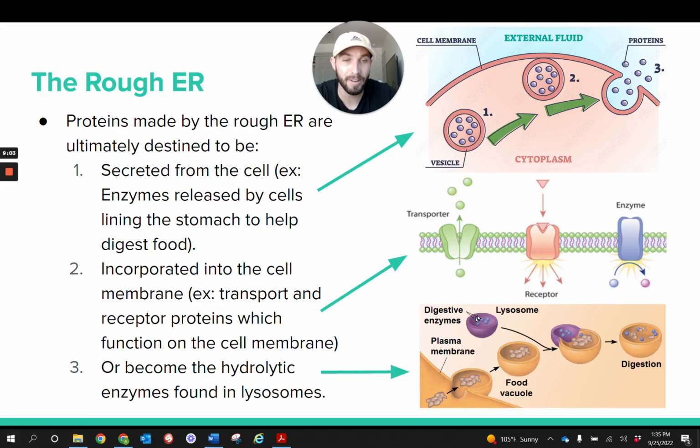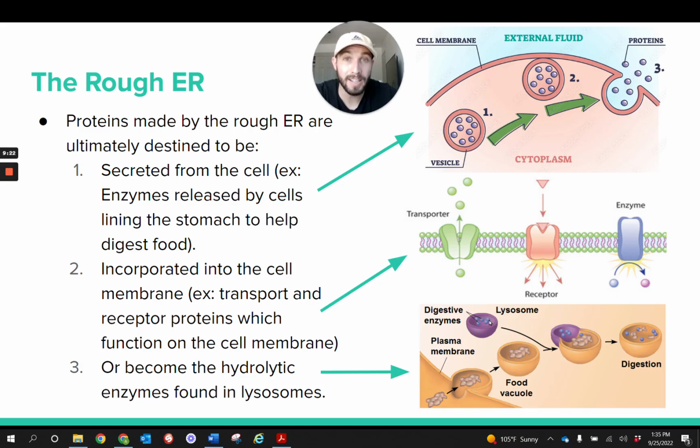So this purple thing right here, this is a lysosome. We'll talk about that soon in this video. And inside the lysosome, there are enzymes, which are proteins, whose job is to break down large molecules. They do hydrolysis reactions, so we call them hydrolytic enzymes. And we'll talk about these guys soon.